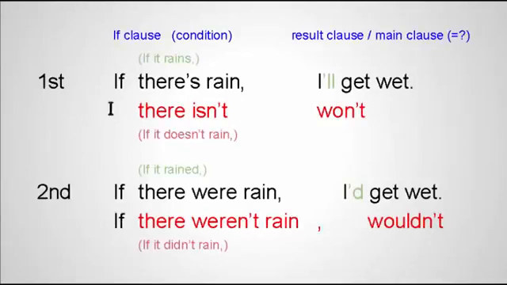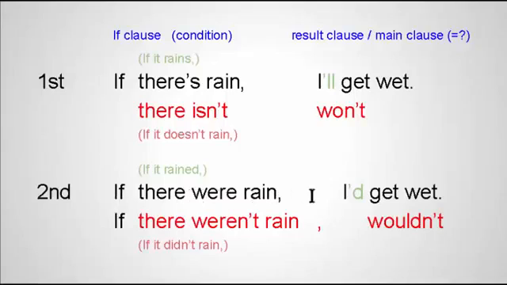There's also other ways to say it. If there's rain, your bike will get wet. If there isn't rain, your bike won't get wet. You can say if it rains, if it doesn't rain. You can say if there's rain, if there isn't rain. There's many ways to put this together.